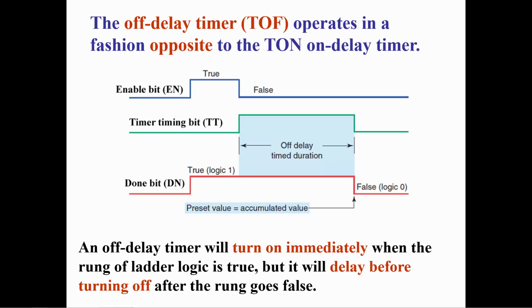With an off-delay timer instruction, the done bit becomes true as soon as the instruction is true. Timing will not start until the instruction goes from true to false. The done bit will not become false until the timing is completed, when the accumulated value equals the preset value.